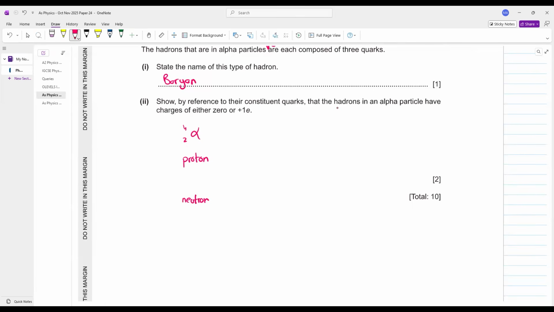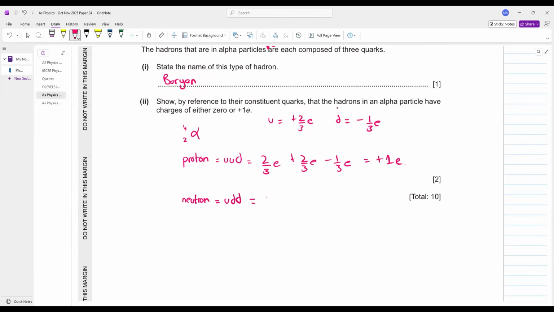Proton and neutron. What is the quark composition of proton? Up quark, up quark, down quark. What is the charge on one up quark? 2 over 3 e. What is the charge on one down quark? -1 over 3 e. Can you see +2 over 3 e plus 2 over 3 e minus 1 over 3 e? The charge on proton becomes +1 e.